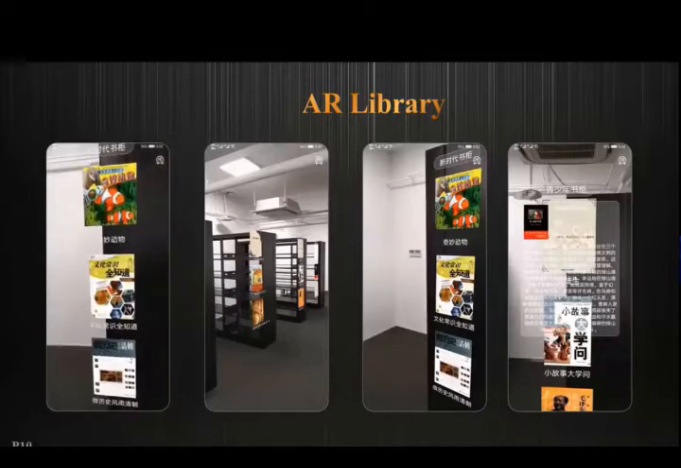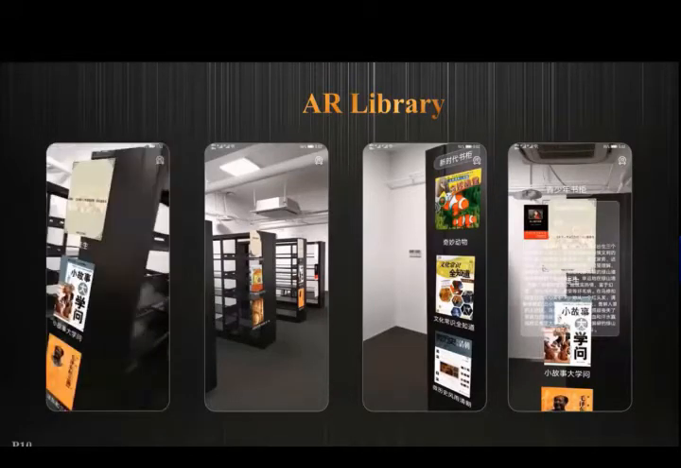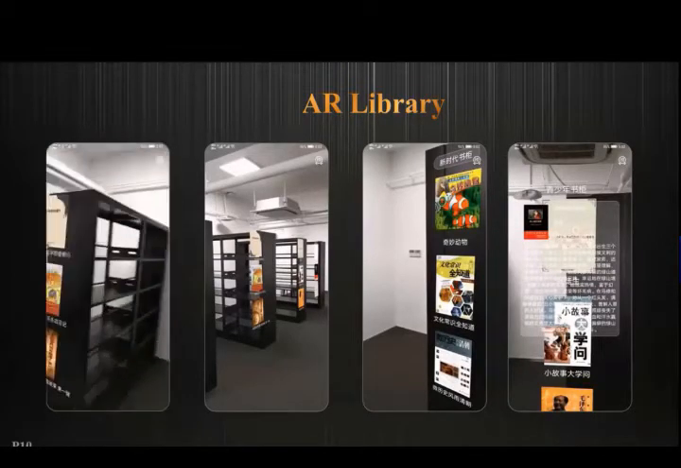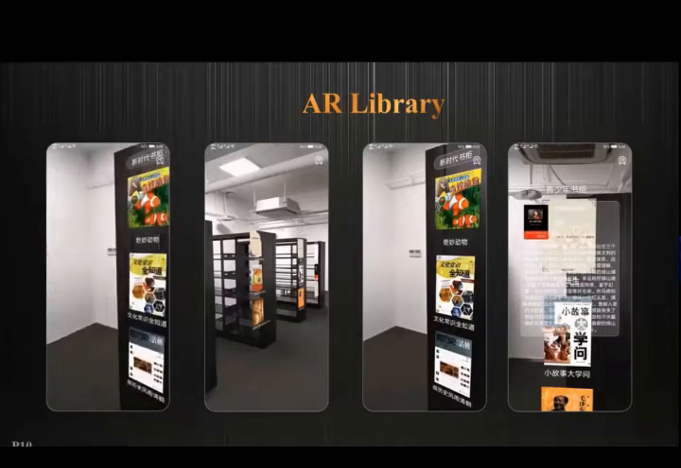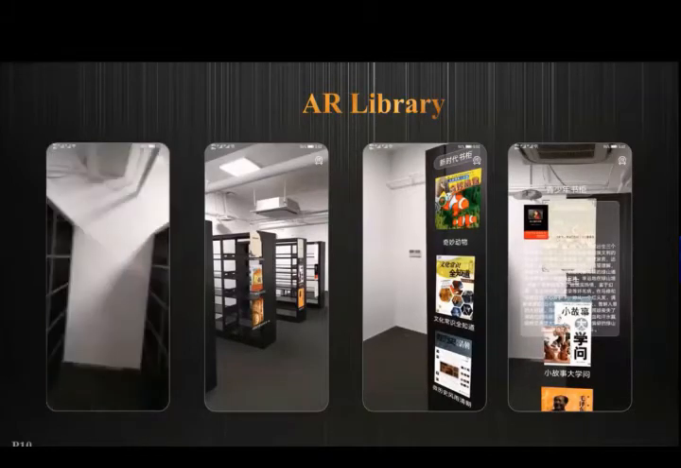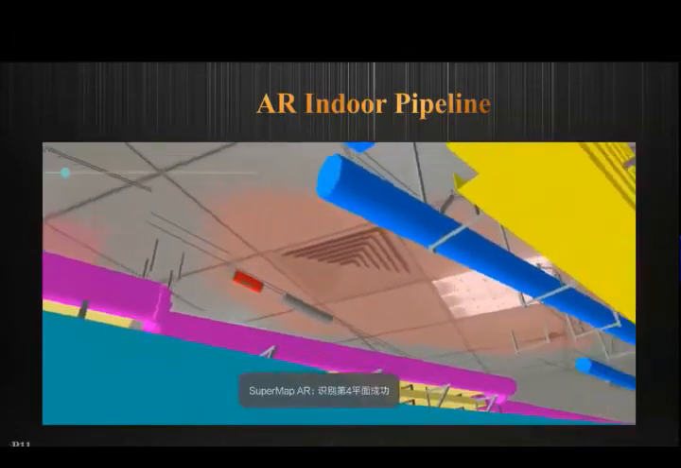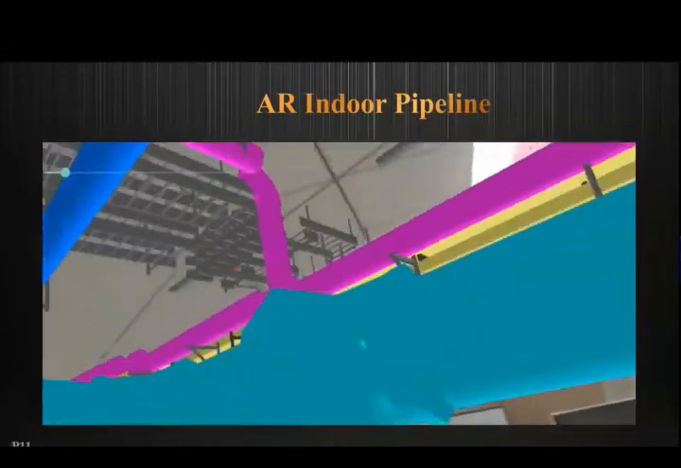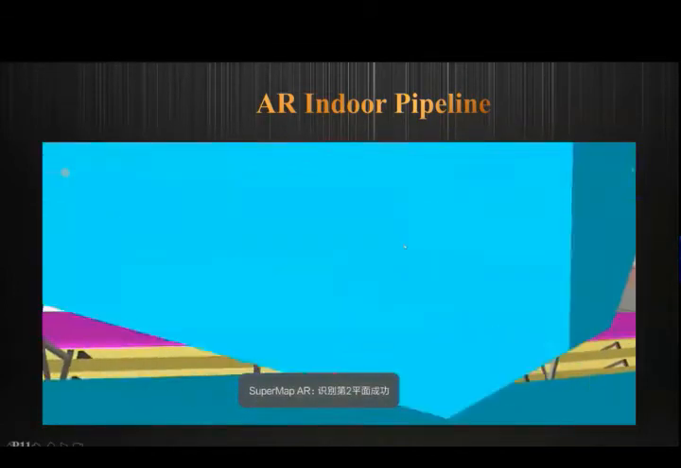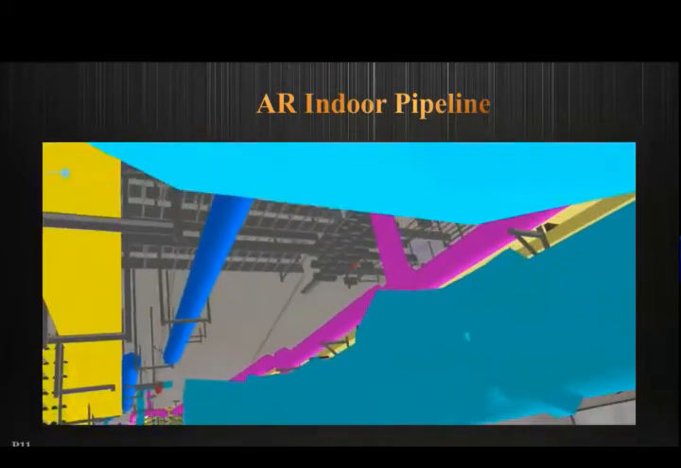In this AR library, you don't have to spend too much time finding where a book is. This application can show you a route to the specified book, and you can check the book's information and see the comments and the rank in social media. Not only traditional maps, but you can also integrate it with BIM models. In this application, the BIM pipeline model can be projected onto reality, so you can see what's inside the wall.